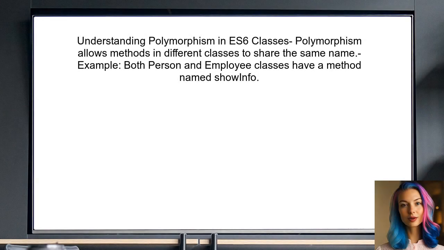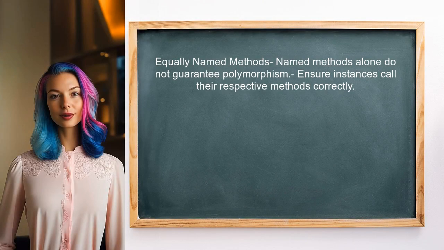To understand polymorphism in ES6 classes, the user should first recognize that it involves methods in different classes that share the same name but behave differently. In this case, both the person and employee classes have a method called showInfo. Next, the user should note that having equally named methods does not automatically mean polymorphism is being demonstrated. The user needs to ensure that instances of each class call their respective methods correctly.